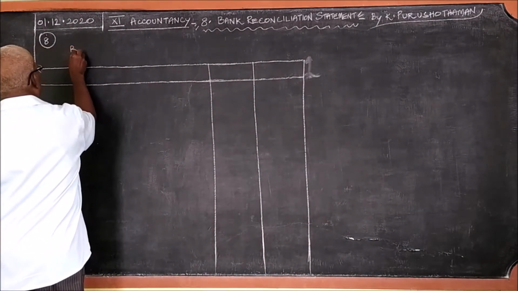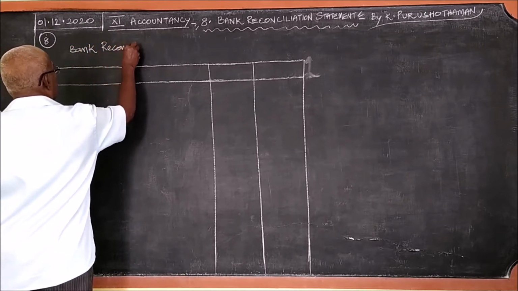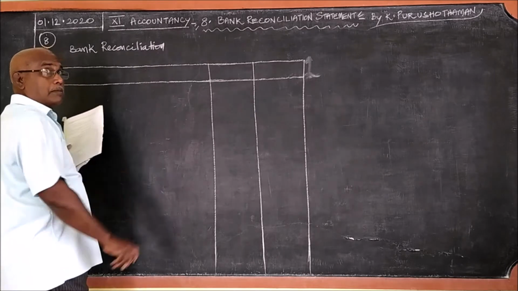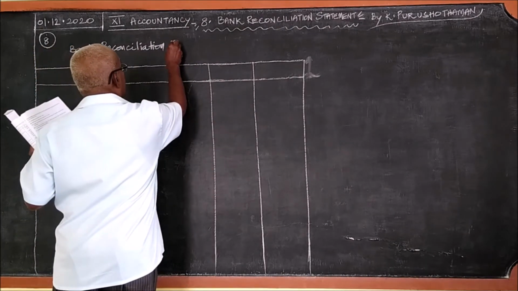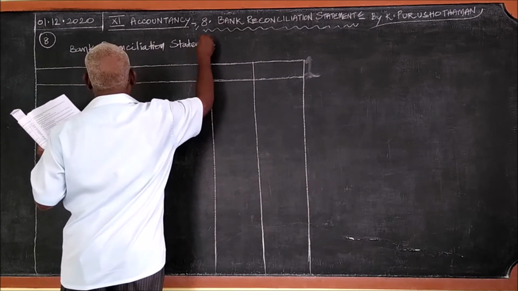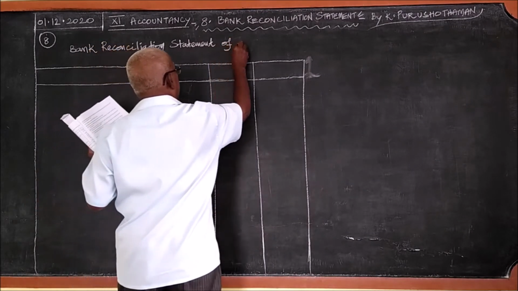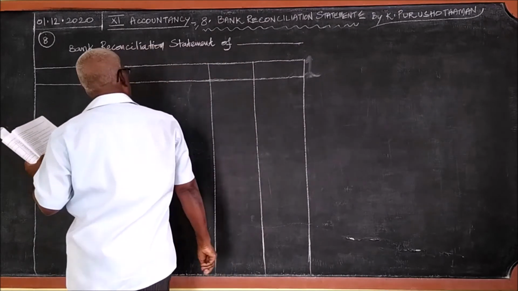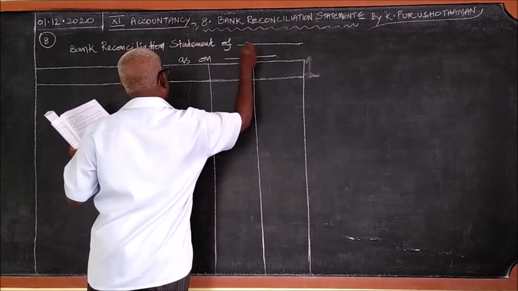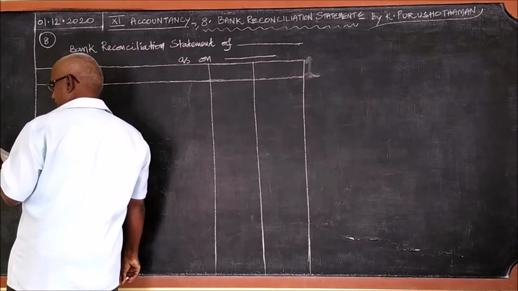No name, therefore we can write bank reconciliation statement. You know, if there is any name, we will write bank reconciliation statement of, and the name. And if there is any date given, as on, we shall write the dates. Here there is no name, no dates in problem number 8.